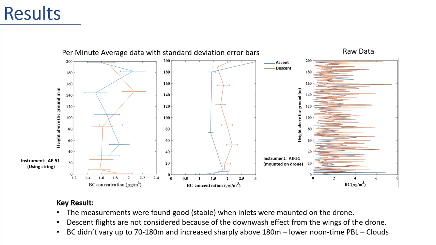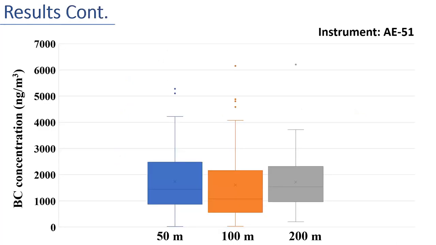And what are the key results? The key results were that the data was not good with the string, but I found that up to 50 meters, the data was increasing, and from 50 to 180 meters, it was highly stable, and after 180 meters, it increased as well. That can be because of the presence of low level clouds, or maybe we can have a boundary layer below because of the presence of the cloud. This is the box plot to show how good my data was, and the outliers are very low for every height. So the data measured by the instrument was highly stable and of good quality.